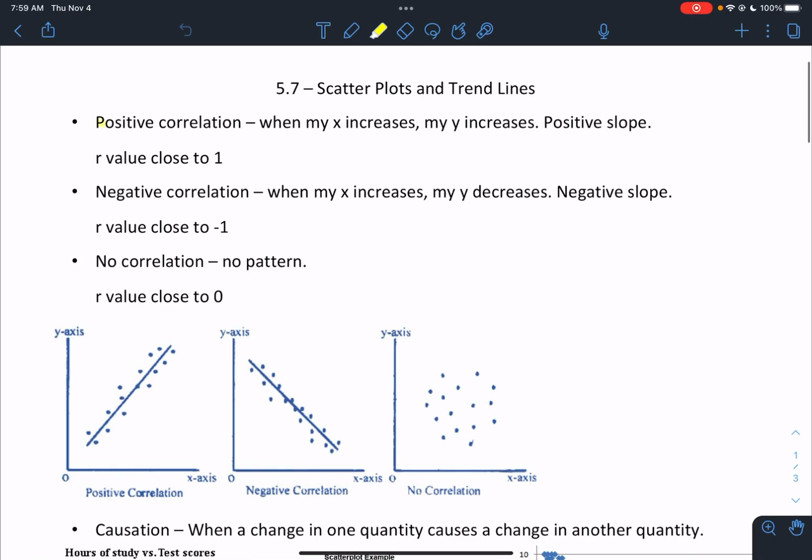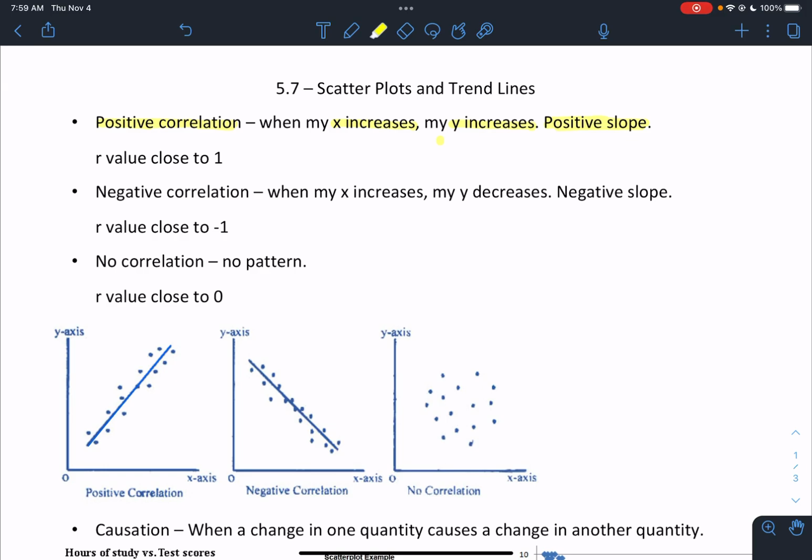So the first trend is going to be when I have a positive correlation. In a positive correlation, as I'm moving from left to right, as my x increases, my y is increasing as well. A really good way of thinking about it is that it has a positive slope. So in this first graph, I see that I have a positive slope right here. As I'm moving from left to right, my graph is going up, so that has a positive correlation.